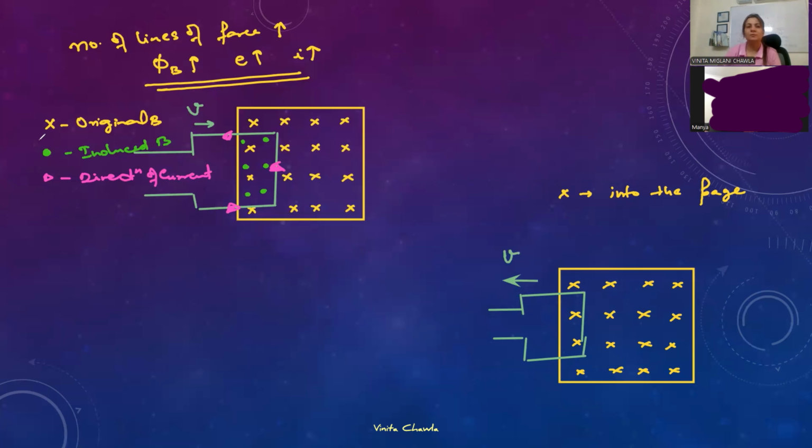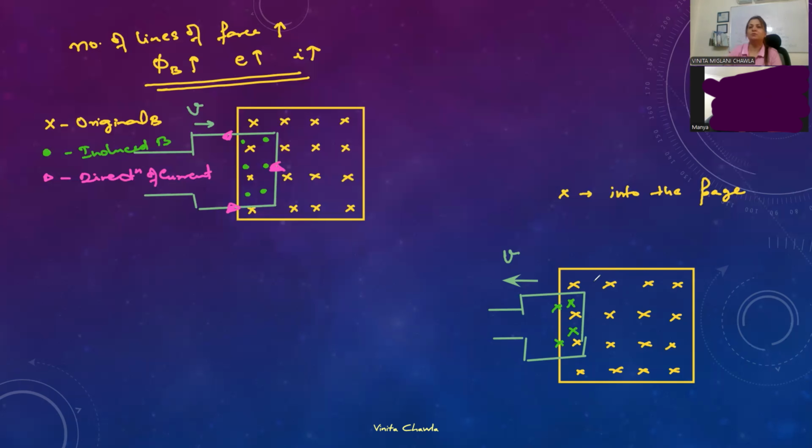So now the field lines linked with the coil will decrease. So the induced magnetic field is now in the supportive mode. Have you understood? Crosses again, because field lines linked with the coil are decreasing, so it is going to support it. The direction of the induced magnetic field and the direction of the original magnetic field in this case are the same, into the page.